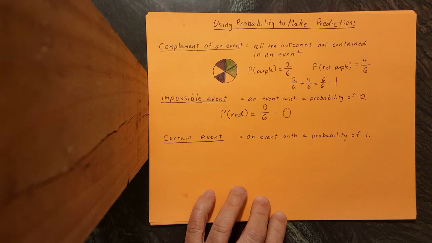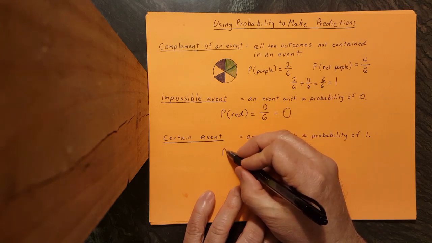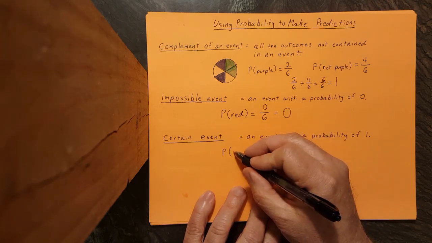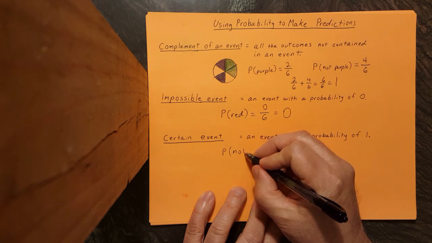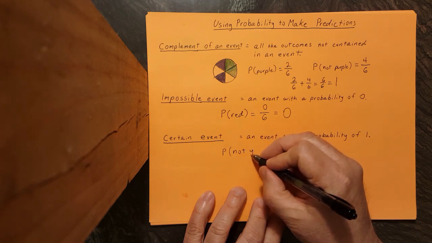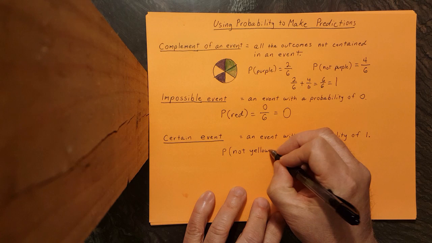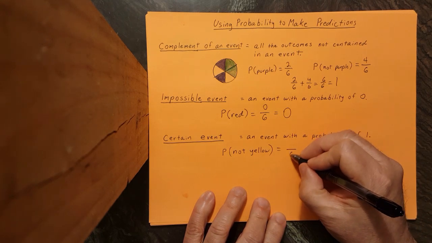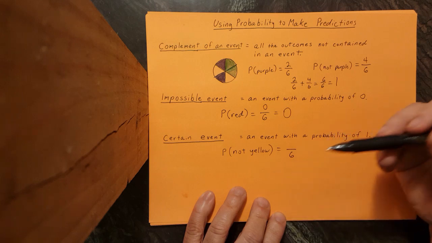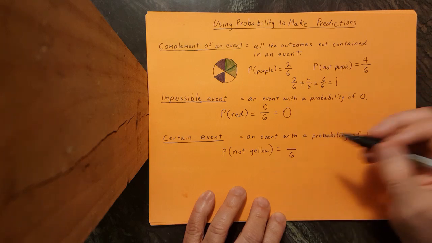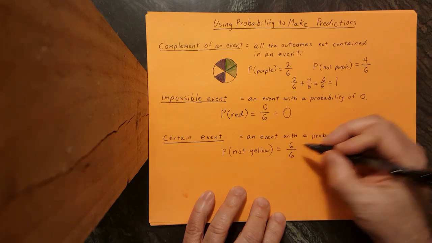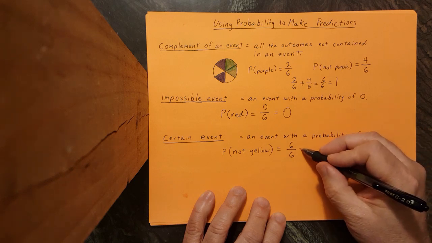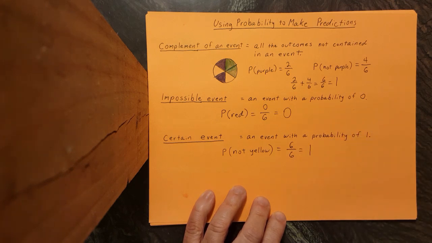A certain event, what is the probability of getting not yellow? Well, there's 6 possible outcomes total. None of them are yellow, so every single time I'm going to get not yellow. 6 over 6 is 1. It has a probability of 1.